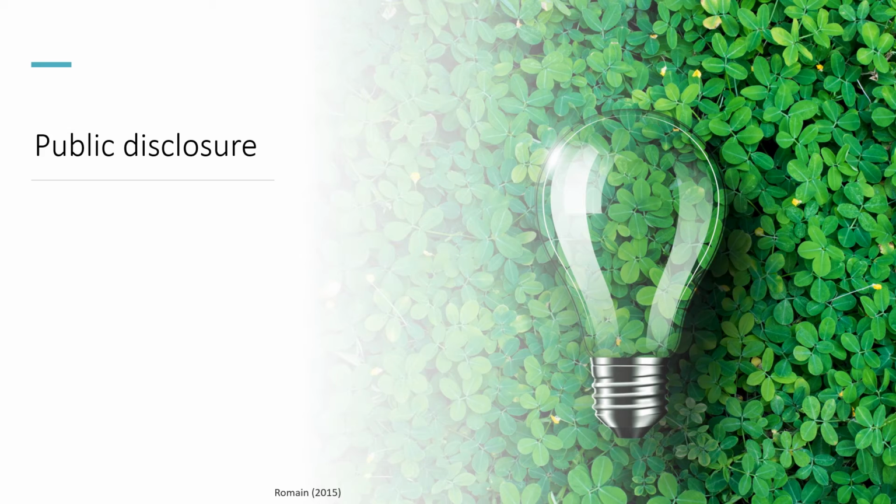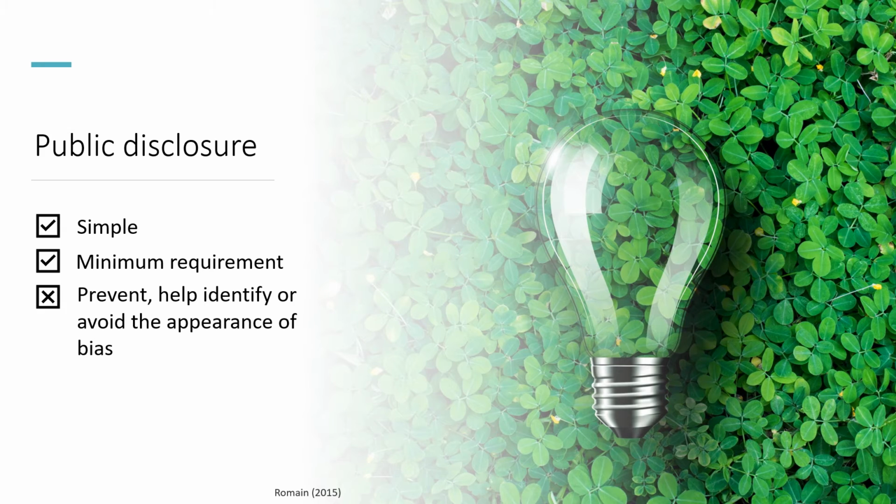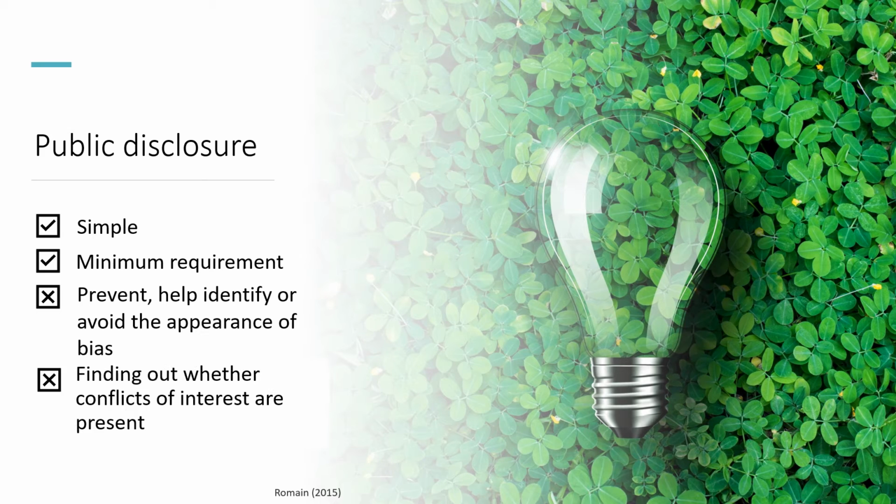Let's discuss public disclosure in a little bit more detail. It is a simple strategy, and it should be a minimum requirement. Yet disclosure does have its limits. It's not very useful for preventing or helping to identify or avoid the appearance of bias, and it's not very helpful for finding out whether conflicts of interest are present. Furthermore, while disclosure could be expected to increase trust, evidence actually suggests that doctors and research participants both have less confidence in the quality of a trial design when the trial is industry funded, despite this being reported in a conflict of interest statement.